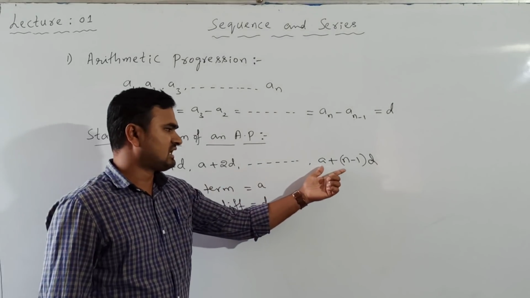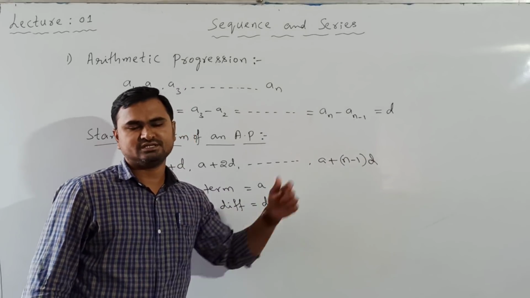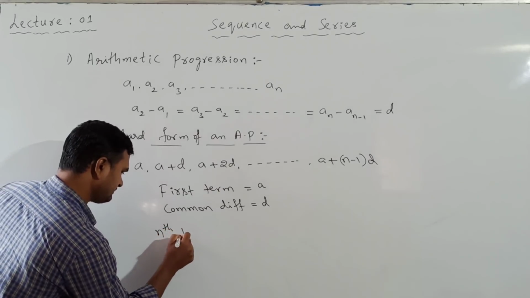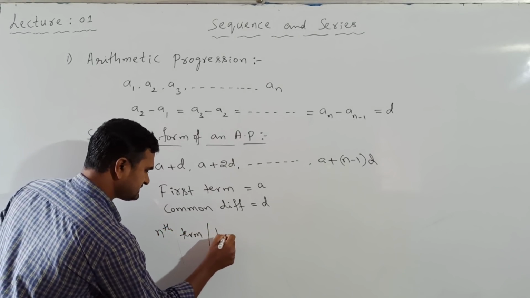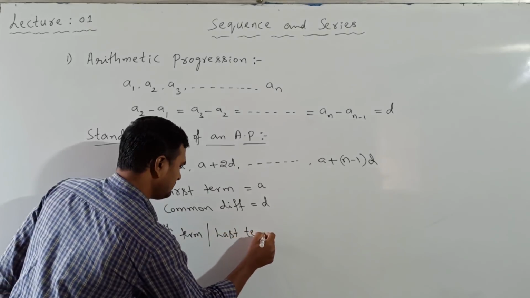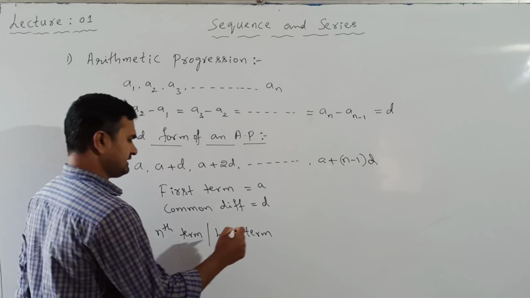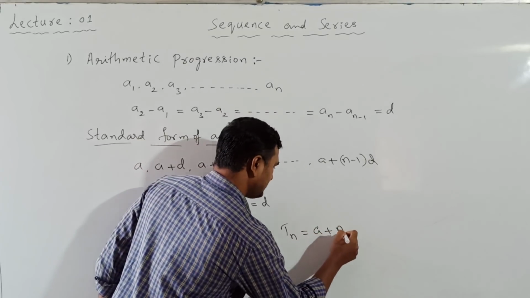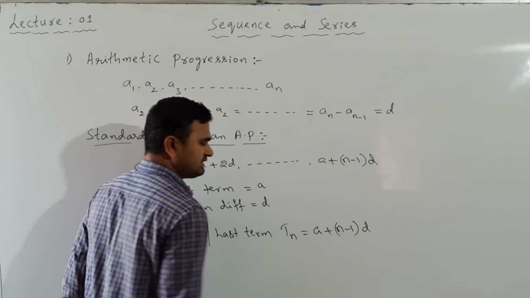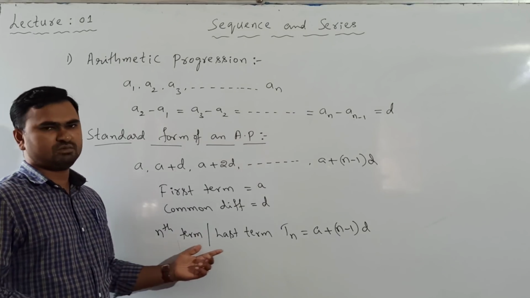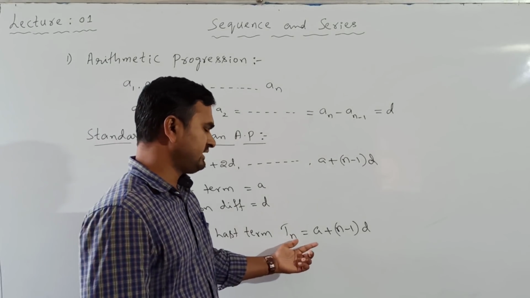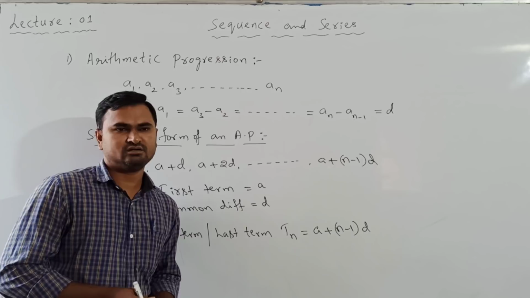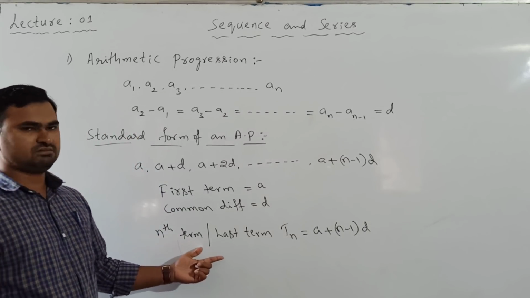Then the last term, a plus n minus 1 into d, is the nth term of this progression. The nth term is also called the last term of this standard arithmetic progression. It is denoted by tn or an. It is a plus n minus 1 into d, which is the nth term of arithmetic progression. So using this formula, we can find any term that is required. We can find the 10th term or the 50th term.